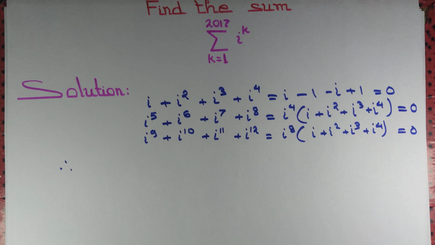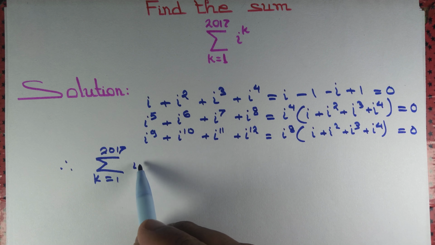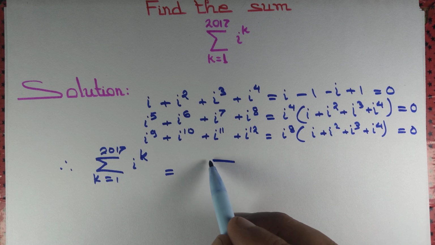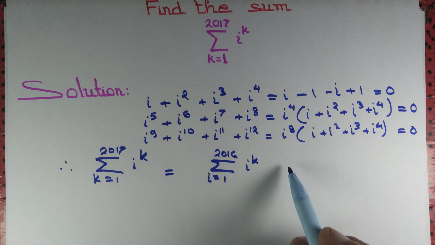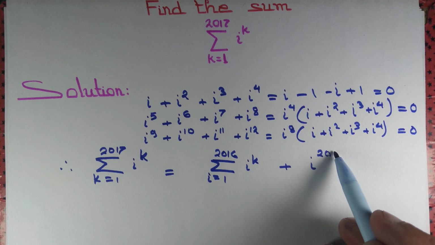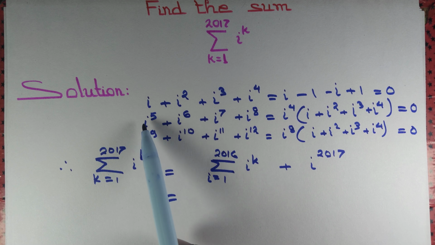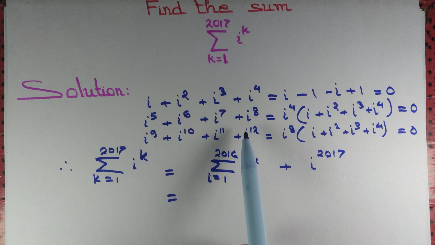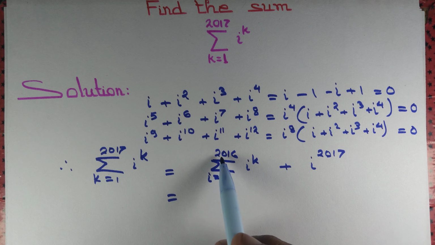Therefore, the sum k goes from 1 to 2017 of i to the power k equals the sum k goes from 1 to 2016 of i to the power k plus i to the power 2017. And this first sum turns out to be 0, because the sum up to i to the power 4 is 0, the sum up to i to the power 8 is also 0, the sum up to i to the power 12 is also 0, and so the sum up to any i to the power 4 times a natural number is always 0. So 2016 is a multiple of 4, so this sum is 0.